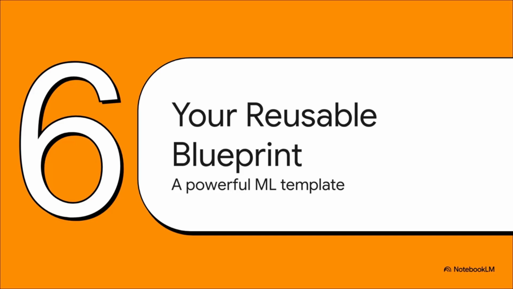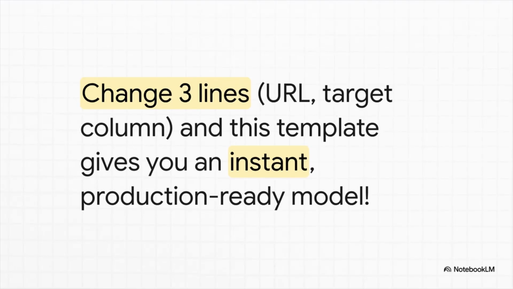Okay, this is where it gets really powerful. The best part of all this isn't just the better score. It's that this whole process, from the baseline all the way to the pro model, isn't just a one-time thing. You can turn this entire workflow into a reusable blueprint. And what does that mean? It means this whole thing becomes plug and play. You can literally take this template, change just 2 or 3 lines of code, like point it to a new data set and tell it which column you want to predict, and bam! You can run this whole professional process on a completely different problem.